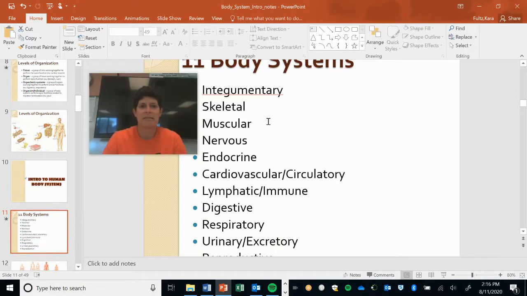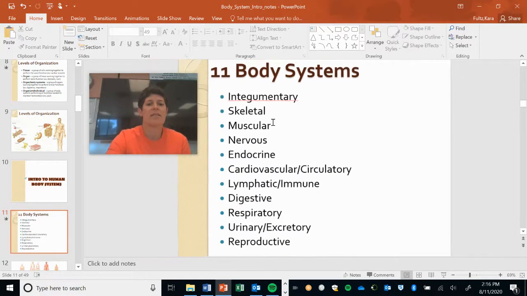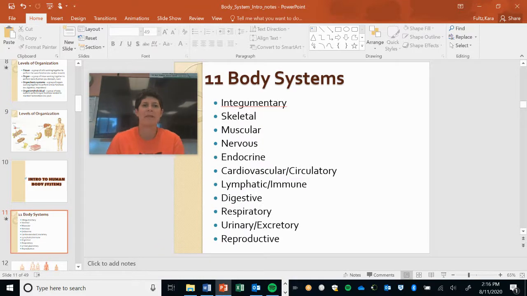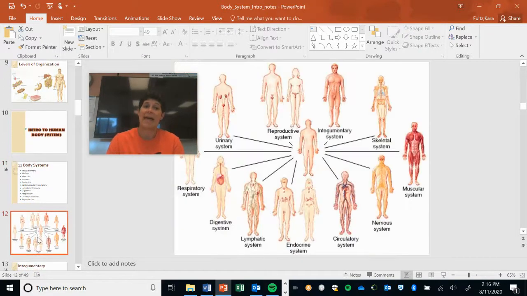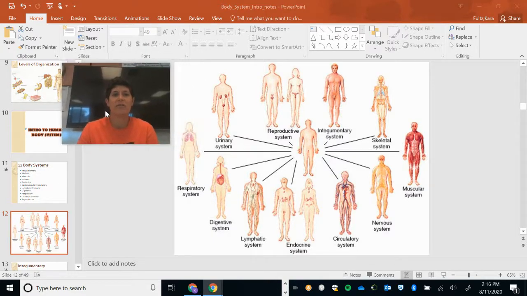So the body systems here are integumentary, skeletal, muscular, nervous, endocrine, cardiovascular, which is also known as the circulatory, lymphatic, digestive, respiratory, excretory or urinary, and then reproductive, which we can break up into male and female because male and female reproductive systems are actually quite a bit different. So what do we need to know about these? Well, we need to know the anatomy, the structures, and the physiology or the function of these different systems.